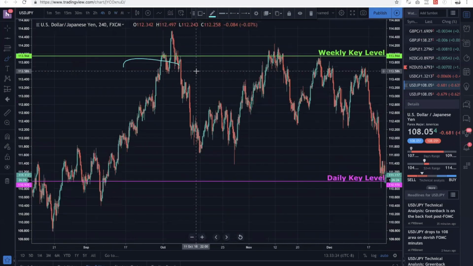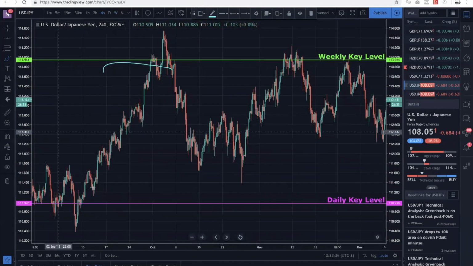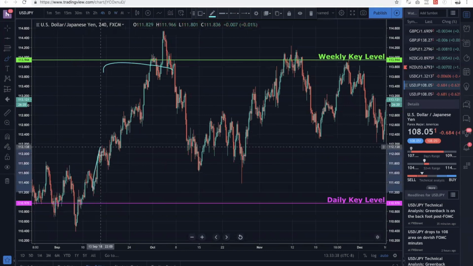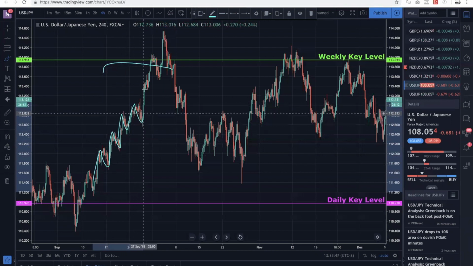Okay, so let's start with this example right here. So we have the market. This is on a 4 hour time frame. It's printing higher highs as well as higher lows. We can see the market's doing this. Higher highs, higher lows. This is an uptrend market structure. We approach our key level.